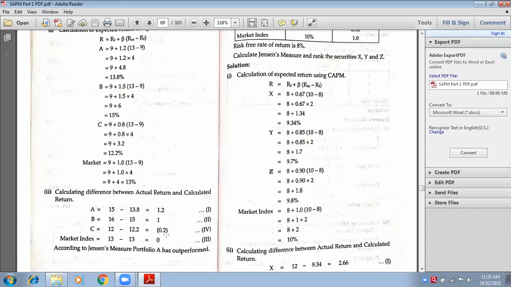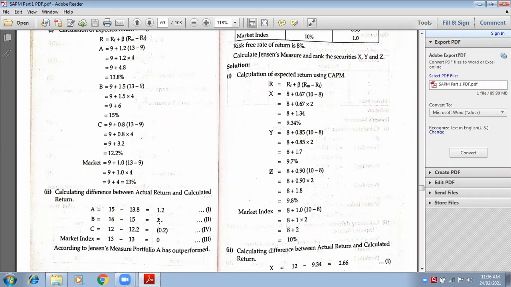For C, it will be minus 0.2 because I have got only 12 percent. And according to Jensen measure, you should be getting 12.2. In fact, I am getting less than what Jensen measure has calculated. Are you getting my point? Yes, ma'am. So minus 0.2. That means the actual returns are less than the calculated ones.